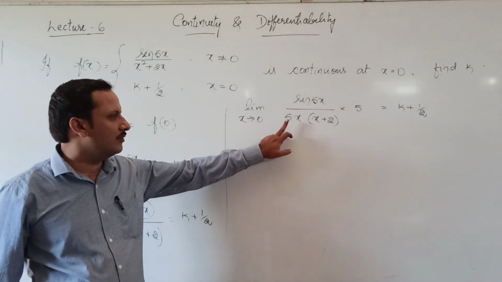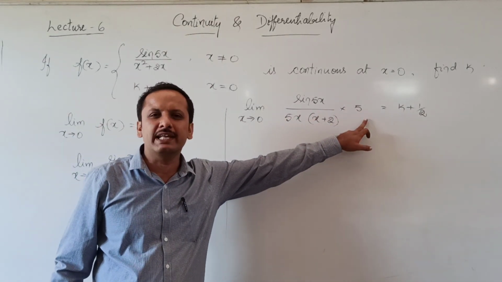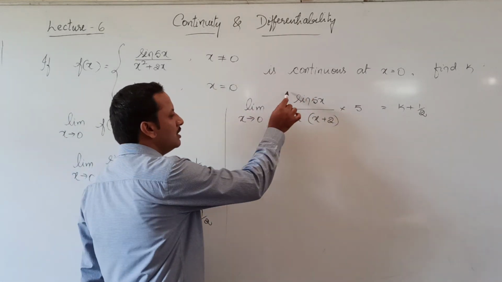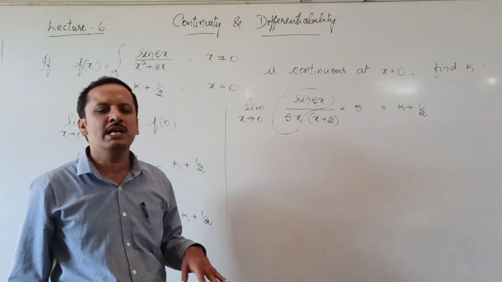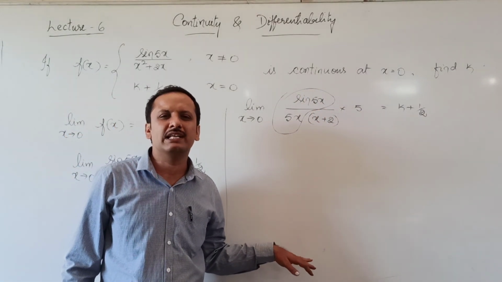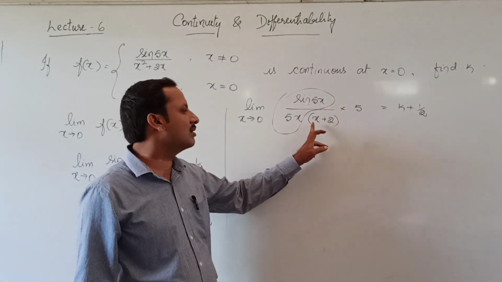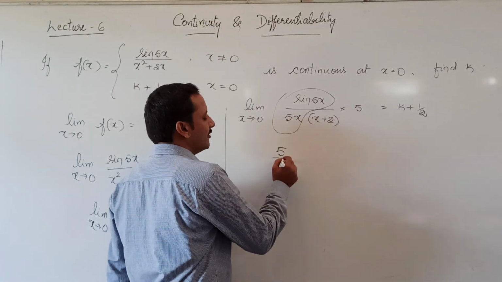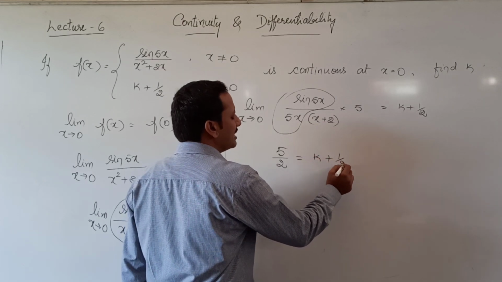See, I have divided by 5 here, and therefore to compensate it I have multiplied by 5. Now as x tends to 0, sin 5x divided by 5x becomes 1 because limit theta tends to 0, sin theta by theta equal to 1. This 5 will remain as 5 only. This will become 0 plus 2, which is 2. So 5 by 2. The value of this limit is 5 by 2 is equal to k plus 1 by 2.